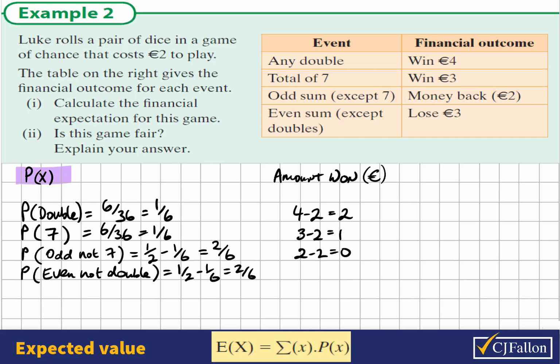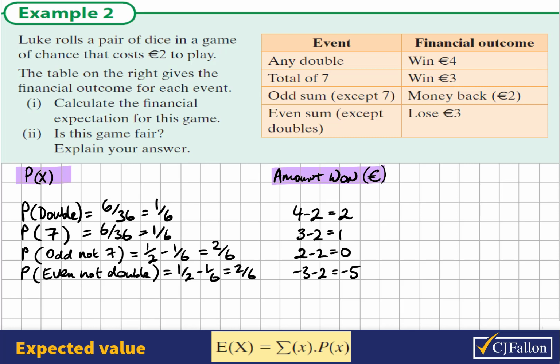We break even if it's an odd sum, not 7. And we lose 3 on top of the €2 that we pay to play if we get an even, not double. So that would be, we'd be down €5 then. So these are the amounts we'd win or lose for each of these options.